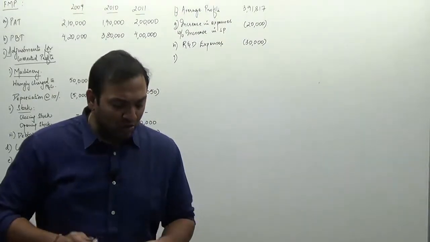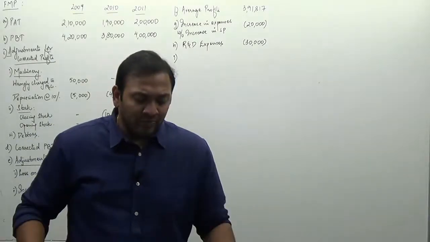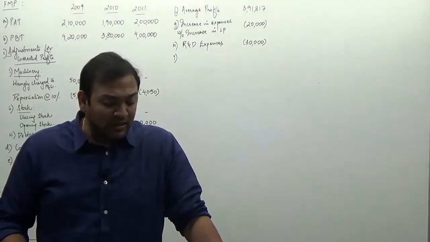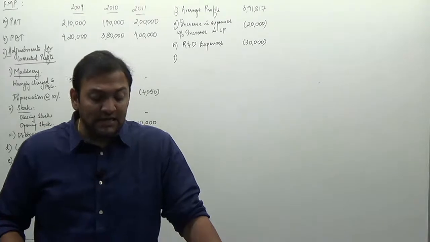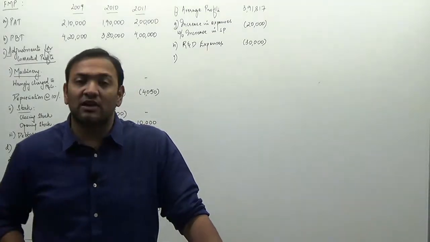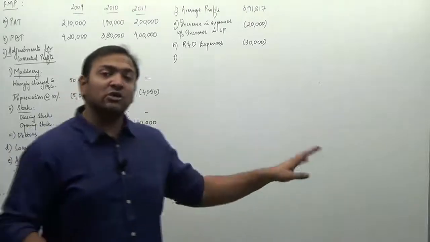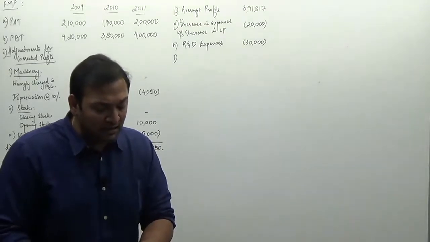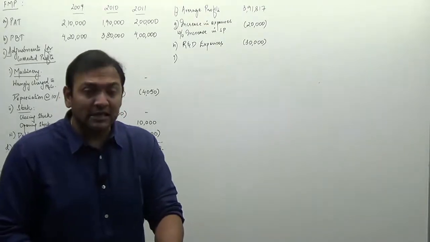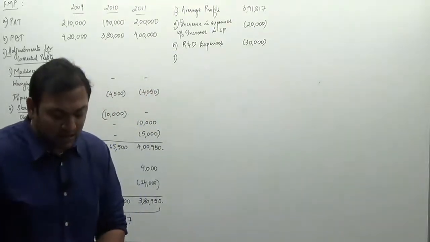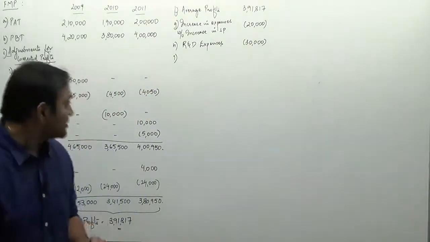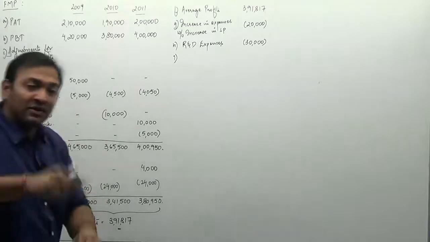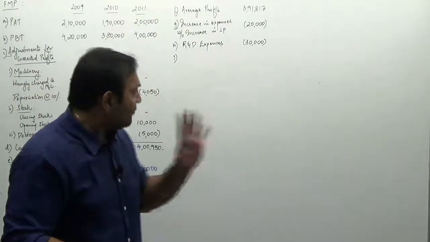Read point number C. Fixed assets are worth 5% more than the actual book value, and the depreciation on the appreciated value of fixed assets except machinery is not to be considered for valuation of goodwill. That means machinery should be considered, no other assets' depreciation. Depreciation you know is given as 10%, and the increase is 5%. What is the machinery already existing in the balance sheet? 8 lakhs plus this machinery, total machinery increased by 5%, depreciation impact of 10%.